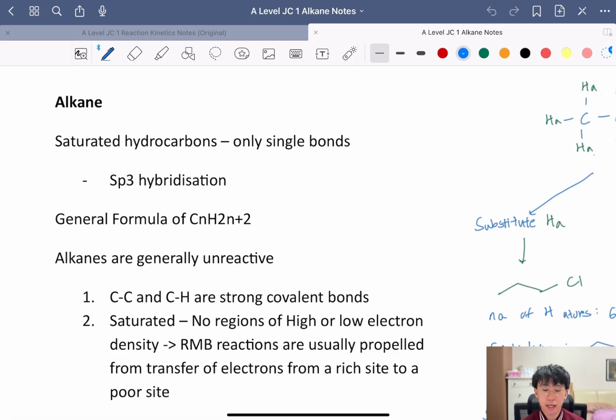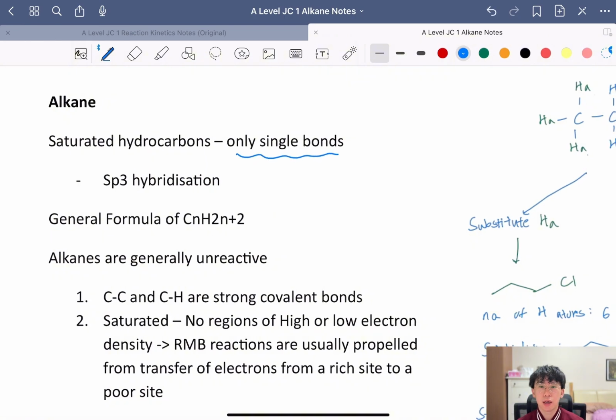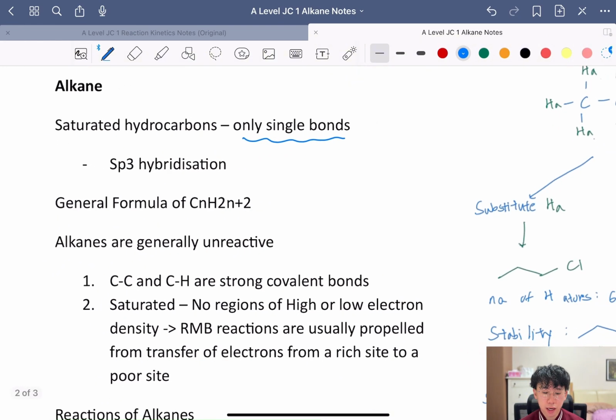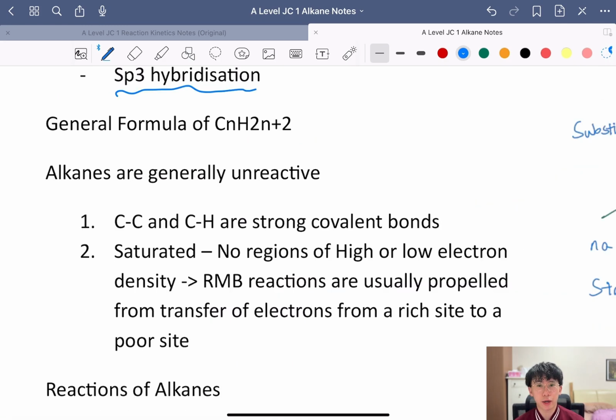So alkanes are saturated hydrocarbons, and what that means, as we ran through in the introduction to organic chemistry, is they only have single bonds. And because of that, the carbons are all sp3 hybridized. The general formula of alkanes is CnH2n+2.